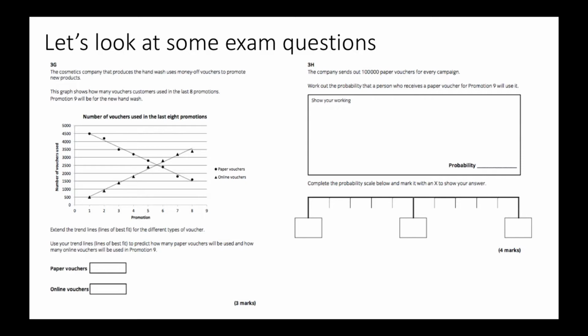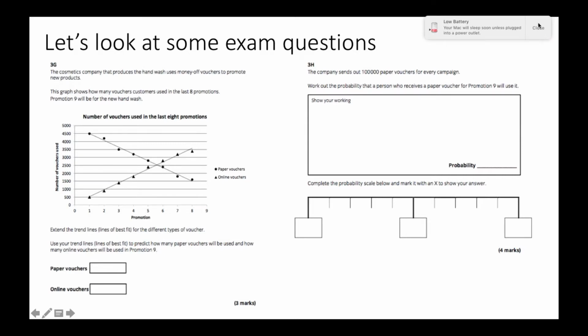Okay, so here is a longer City and Guilds exam question now that we've looked at a lot more questions to get you used to the idea behind probability. Let's have a look at a City and Guilds exam question. The cosmetics company that produces the hand wash uses money off vouchers to promote new products. This graph shows how many vouchers customers used in the last 8 promotions. Promotion 9 will be for the new hand wash. Extend the trend lines, the lines of best fit, for the different types of voucher. Use your trend lines to predict how many paper vouchers will be used and how many online vouchers will be used in promotion 9. So already that's a lot of information, and it's not really a probability question yet.